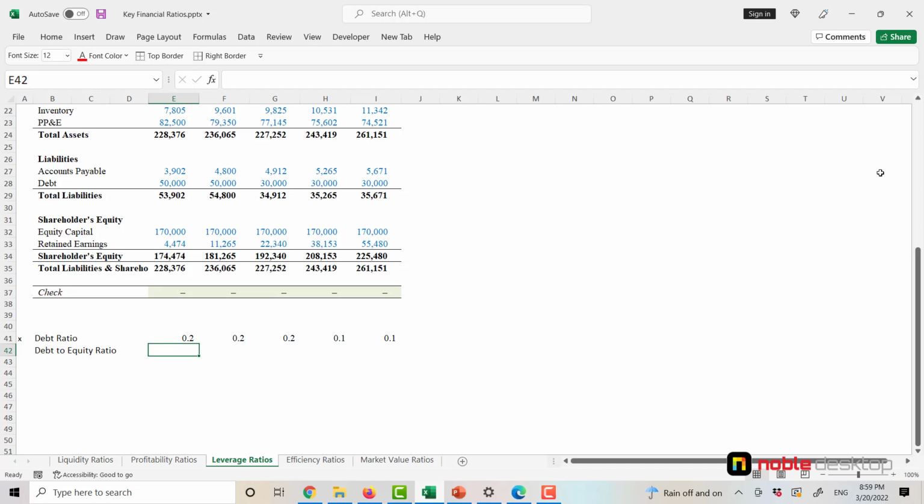Let's calculate debt to equity ratio, which is our total liabilities divided by shareholders' equity. And we can see that debt to equity ratio is less than 1, which is considered as safe.